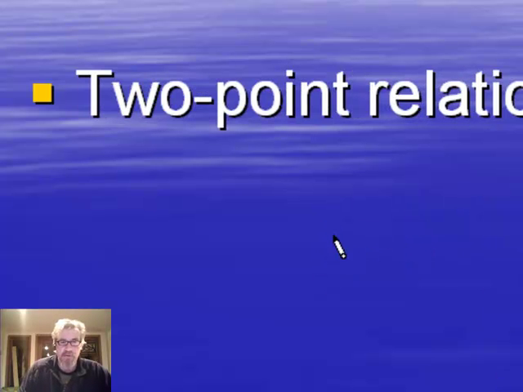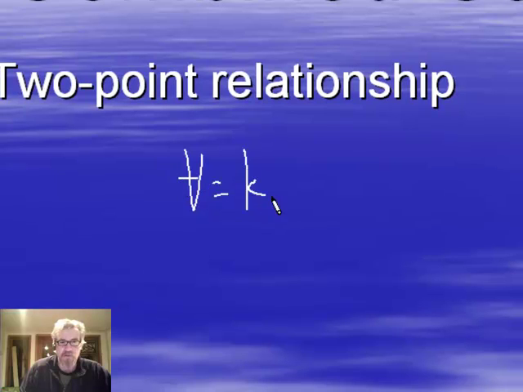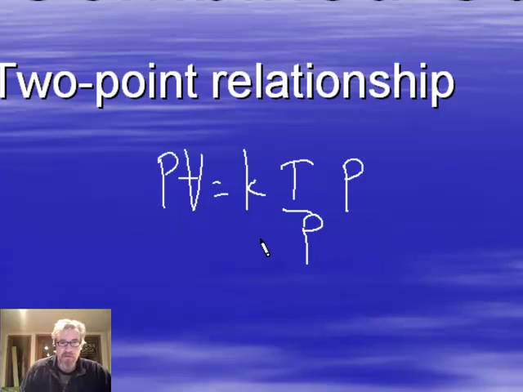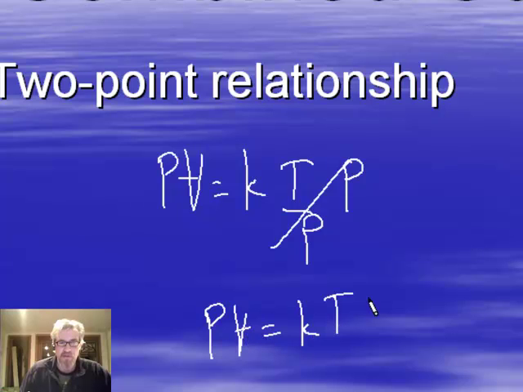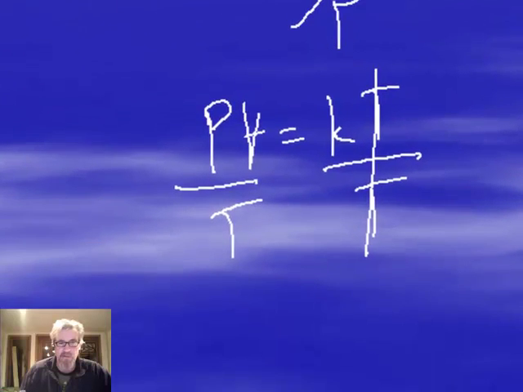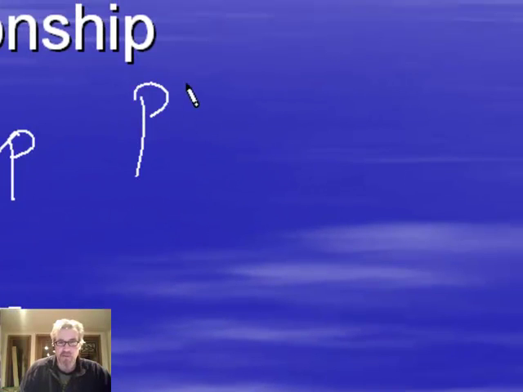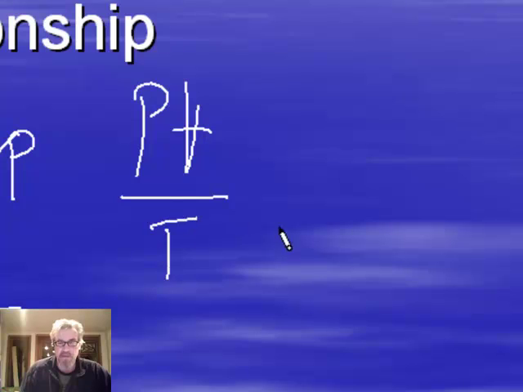To make that into a two-point form, starting from volume is equal to K times T over P, multiplying both sides by pressure gives us this relationship. Pressure times volume is a constant number times temperature. But if we divide both sides by temperature, temperature drops out and we get this. Pressure times volume divided by temperature is constant.